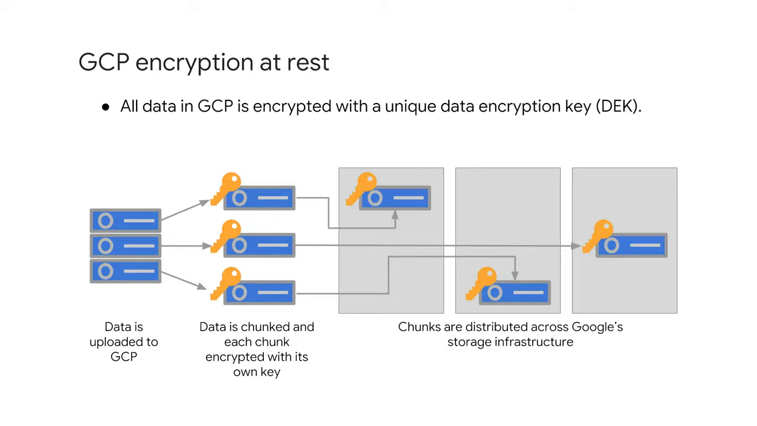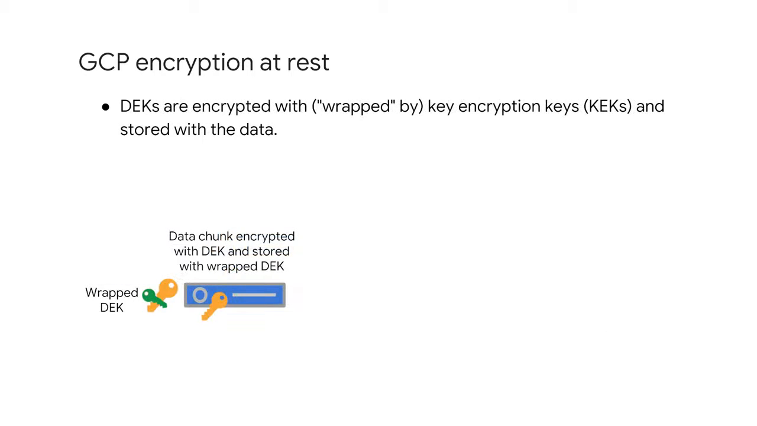The encrypted data chunks are then distributed across Google's storage infrastructure. This partition of data, each using a different key, means that the blast radius of a potential data encryption key compromise is limited to only that data chunk. The data encryption keys are encrypted with, or wrapped by, key encryption keys, or KEKs. The wrapped data encryption keys are then stored with this data.